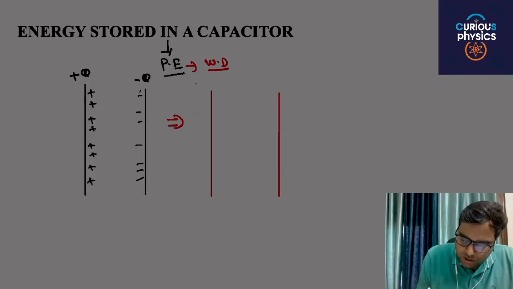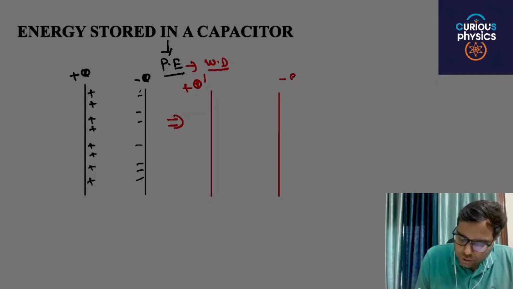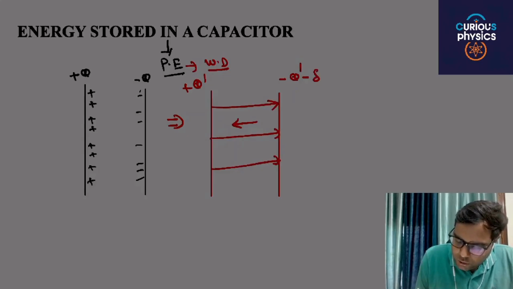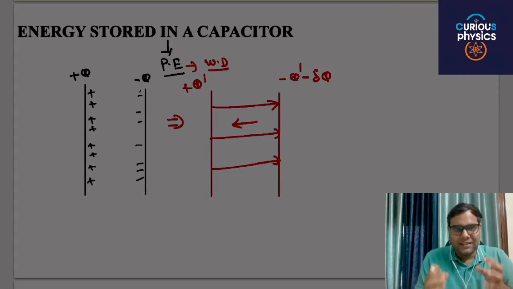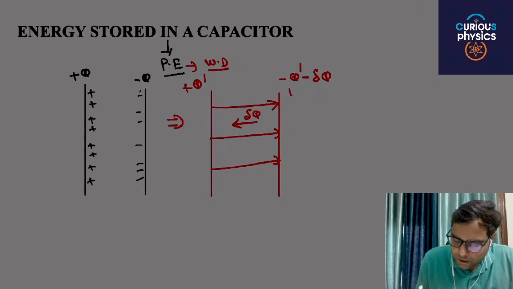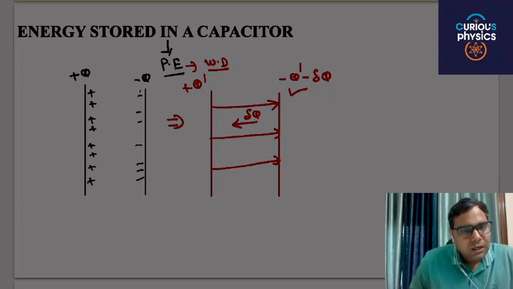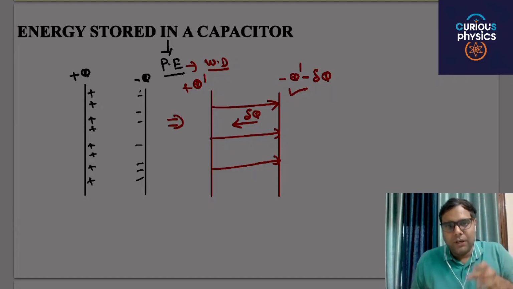Let's say here the charge is positive Q dash, and here the charge is minus Q dash. The intermediate electric field direction will be from positive to negative, and let's say this small dq charge is moving. If you want to make this system, this charge moves from this point to here, which will increase the positive charge, and here the same value will be there. This is the intermediate condition.